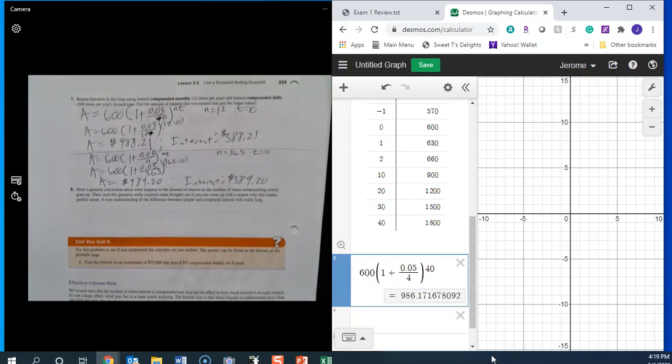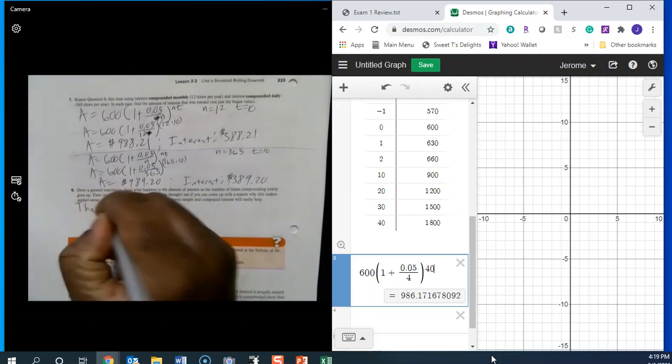Now it says, draw a general conclusion about what happens to the amount of interest as the number of times compounding yearly goes up. Then, and this question really requires some thought, see if you could come up with a reason why this makes perfect sense. A true understanding of the difference between simple and compound interest will really help.